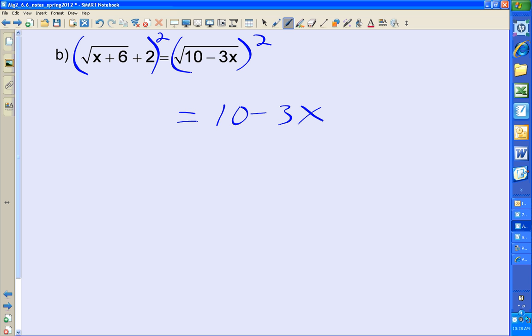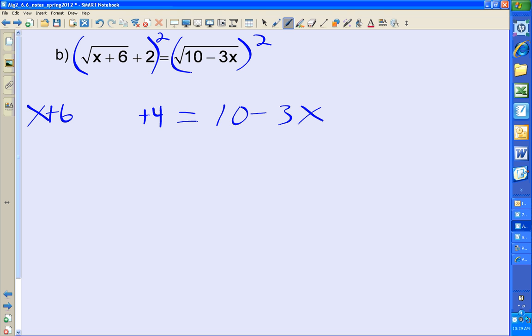On the left-hand side, you have to recognize that this is still a binomial. First term is root x plus 6. Second term is 2. Binomial squared. Okay? The first term is root x plus 6. When you square the first, what do you get, Nina? X plus 6. That was easy. This isn't so bad. When you square the last term, Spencer, what do we get? Plus 4. This isn't so bad.